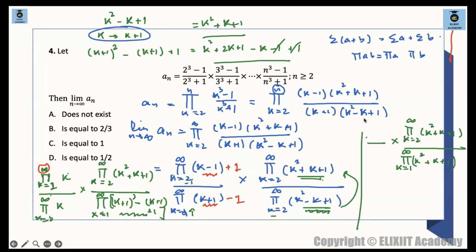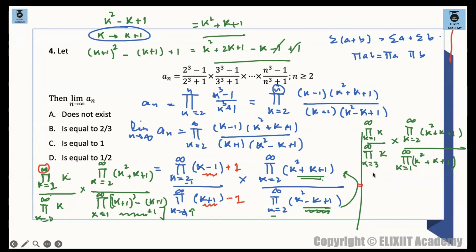And now over here, what are you left with? You are left with the product of k is equal to 1 to infinity k, and this is the product of k is equal to 3 to infinity k. Now you see the cancellations. Now it's easier for us to see the cancellations. Product of k is equal to 1 to infinity k is how much? 1 into 2 into 3 and so on up till infinity.